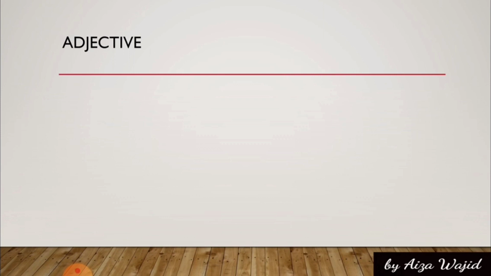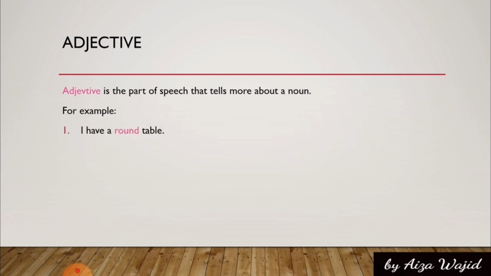Man is a person and person is a noun. So an old man. So, old is an adjective here. Adjective is a part of speech that tells us more about the noun. For example, I have a round table. So, what is round? A table, and table is a noun. So, we are telling more about the table.